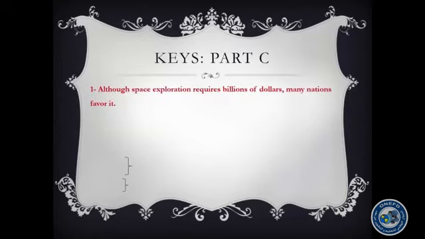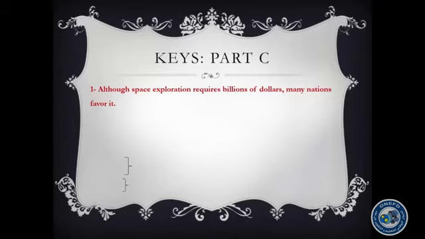So I read the answer. Although space exploration requires billions of dollars, many nations favor it. We asked you to link two sentences with the connector although. So let's see how we connected it. We said that although space exploration requires billions of dollars, comma, many nations favor it.